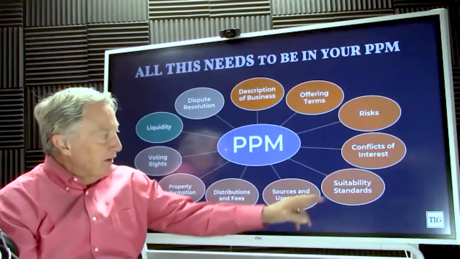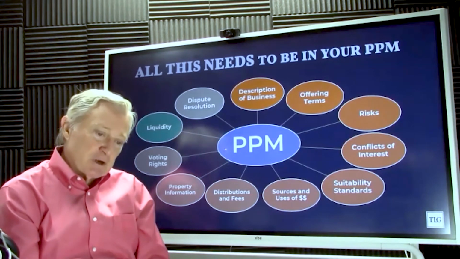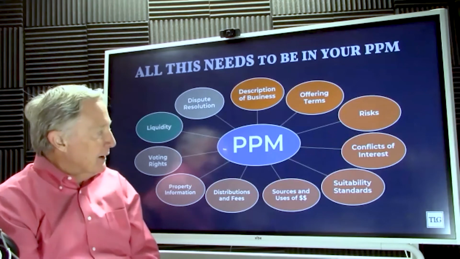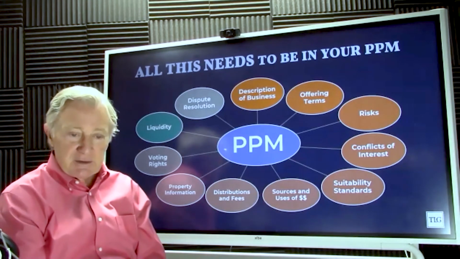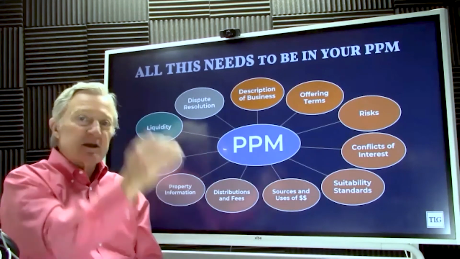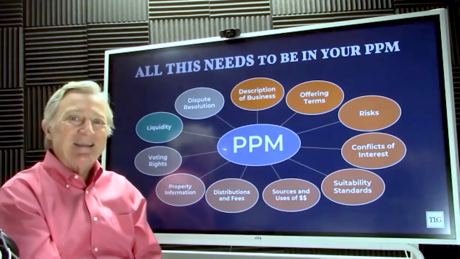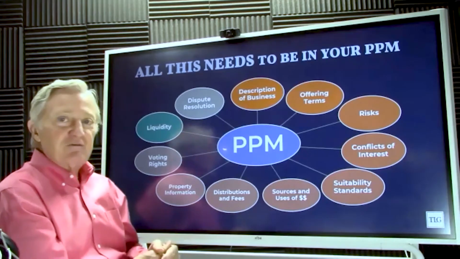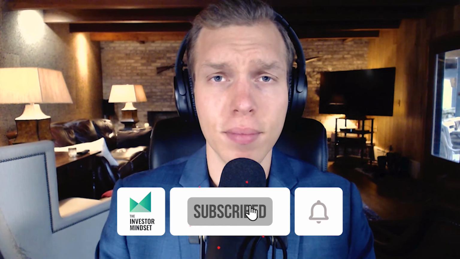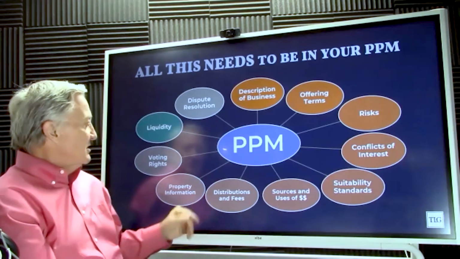Right. Then we get into the suitability standards. Who can invest? Can we take sophisticated investors, or is it only for accredited, or can it be both? That's fine. Sources and uses. There's a chart in there that tells people, let's say we raise $2 million, where does the $2 million get spent? The sources come from the investors, and then the uses in a chart form. And that's very important, so you can compare different offerings. Distributions and fees, who gets what? How are the cash distributions sent to the investors, and what are the fees that the manager gets?